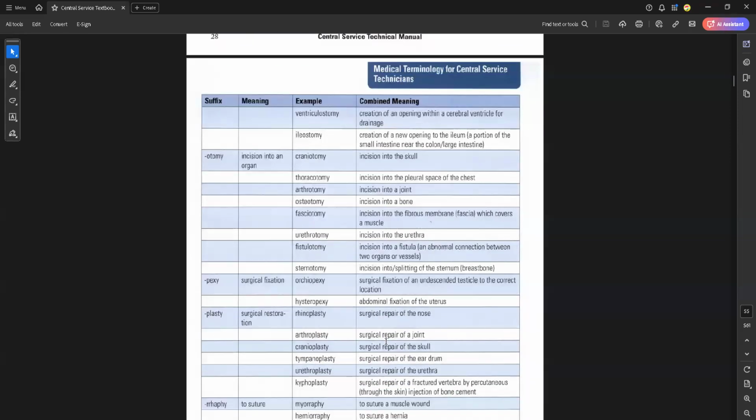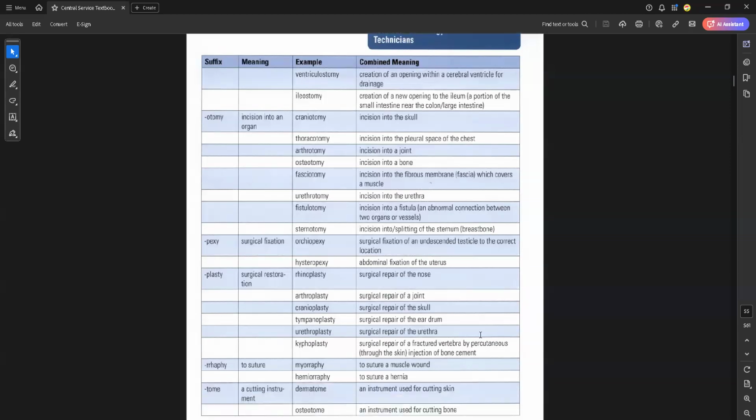Now, otomy. You see, we have ectomy, otomy, and ostomy. There are three of them, very confusing. Now, this otomy means incision into an organ. So craniotomy. Cranio is the skull, I mean the head. Normally, when somebody is going to have a brain surgery, we call it craniotomy. Otomy means making an incision into an organ, which is different from ectomy, which is also different from ostomy. So there are three of them, and they are very confusing.